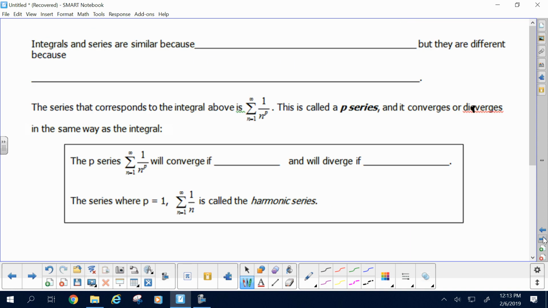Now, this is a big idea, what's called the integral test, which is in tomorrow's lesson. But we'll start by saying this. Integrals and series are similar because, why are they the same? Similar, not the same, similar. They're sums of infinitely many. Beautiful, that's calculus, okay? They sum infinitely many.